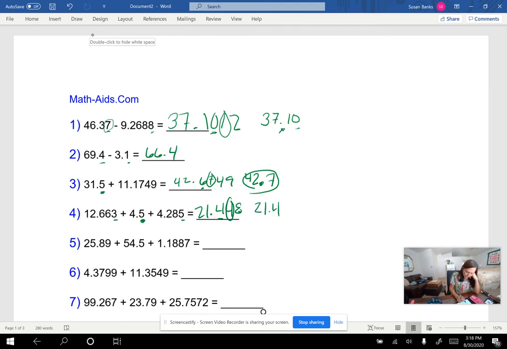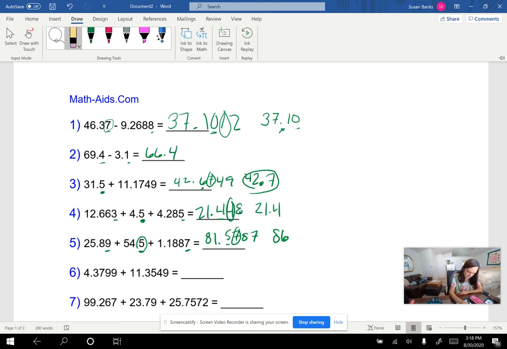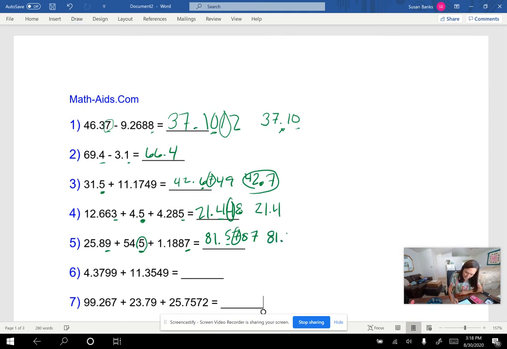Okay, number 5, we've got hundredths, tenths, and 10,000ths. So once again, we're going to be held to the tenths. So 25.89 plus 54.5 plus 1.1887. My calculator gives me 81.5787, but we can only go to the tenth, so that 7 tells me to round up. Once again, I got ahead of myself. I want a 6 in there. 81.6 is my answer here.